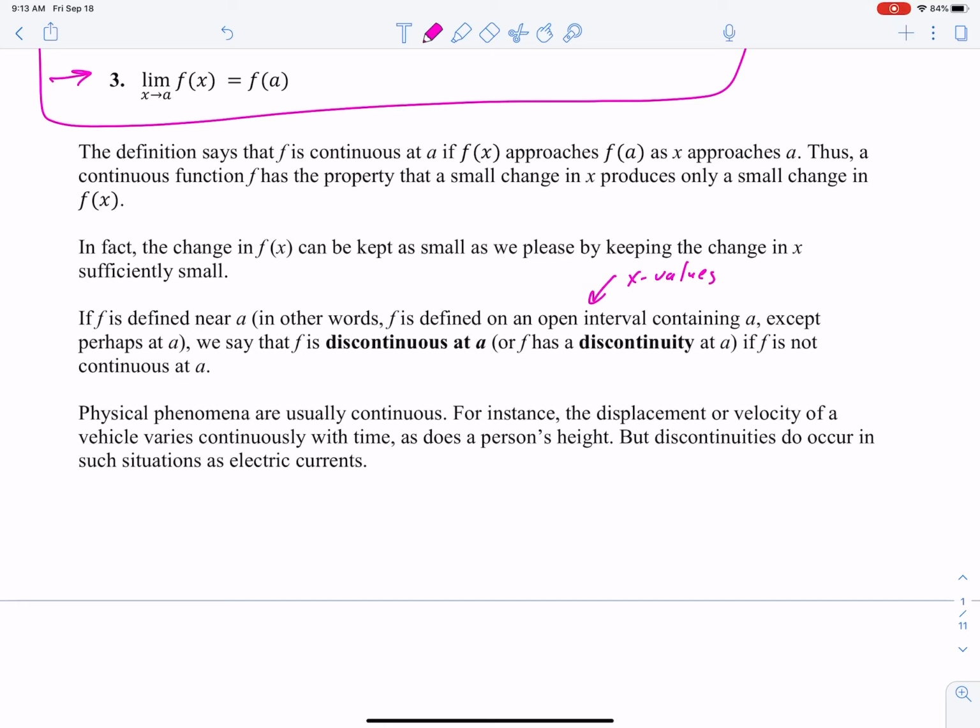Physical phenomena are usually continuous. For instance, the displacement or velocity of a vehicle varies continuously with time, as does a person's height, like I was talking about before. But discontinuities do occur in such situations as electric currents, right? So AC/DC, not the band, the electricity, but AC, alternating current, right? DC, direct current.